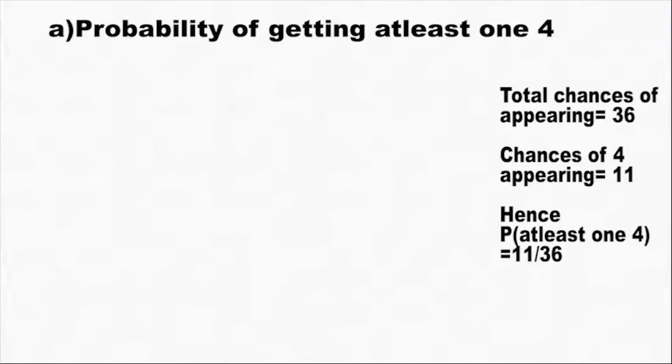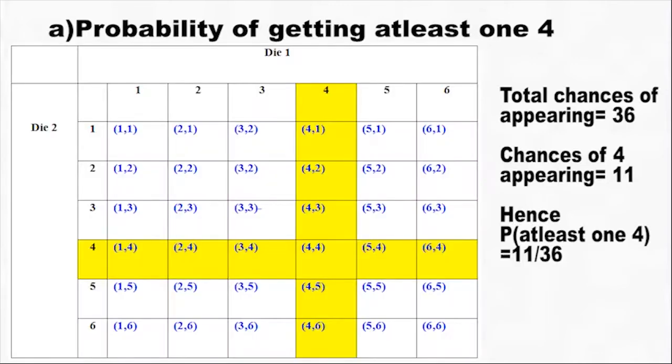The probability of finding at least one 4 requires us to find all possibilities with one 4 or two 4s. For example, you can have 4,1, 4,2, 6,4, 4,4, to name but a few. Hence, the probability of at least one 4 is 11 out of 36, since there are 11 in total.